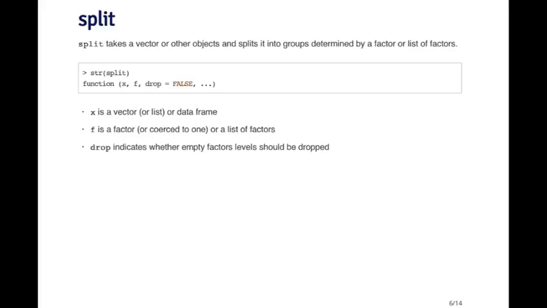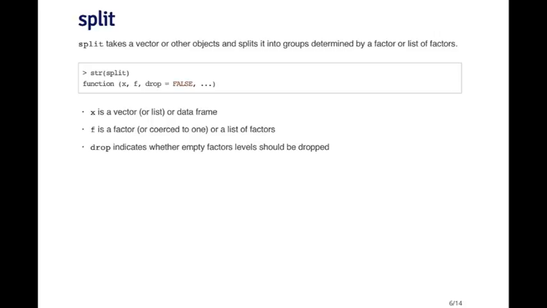tapply is useful because it splits up a vector into little pieces, applies a summary statistic or function to those little pieces, and then after it applies that function, it brings the pieces back together again. So split is not a loop function, but it's a very handy function that can be used in conjunction with functions like lapply or sapply. And so I just wanted to mention it here.